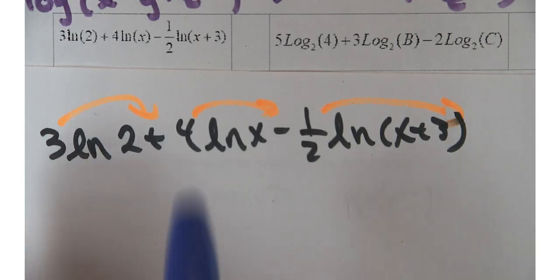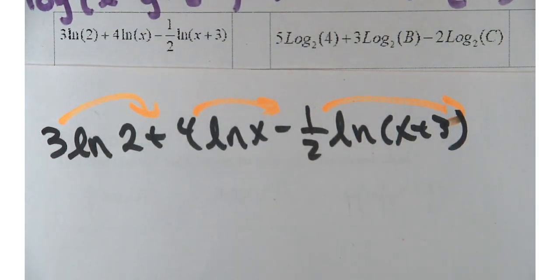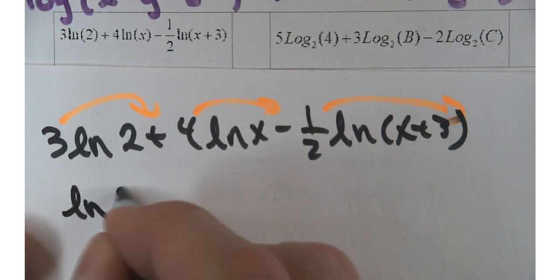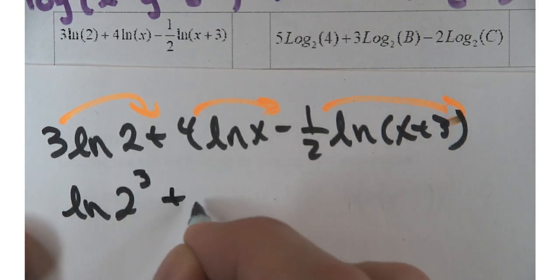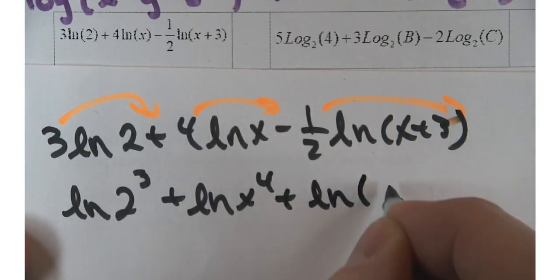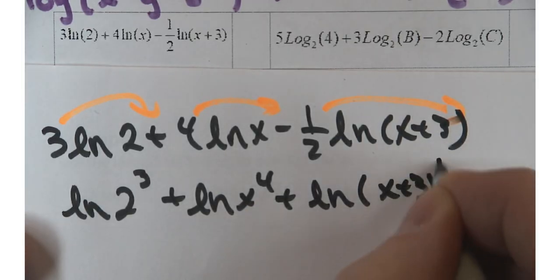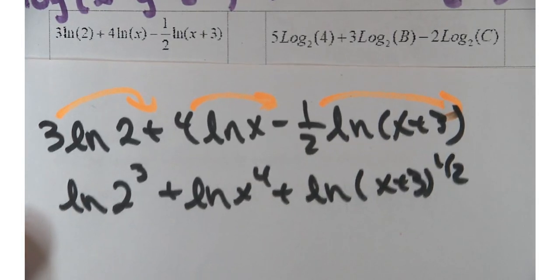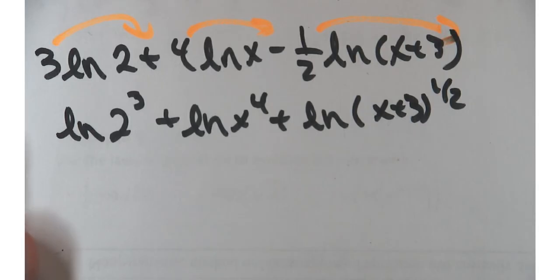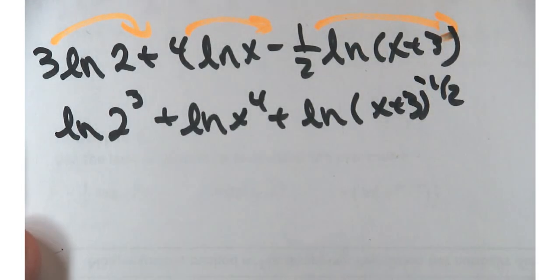Because until you have a coefficient of 1 or negative 1, you're not really going to be able to use your properties of logs too much. So let's see. That's going to give me the ln of 2 cubed plus the ln of x to the fourth plus the ln of x plus 3 to the 1/2. So looking good there. Negative 1/2. Negative 1/2, thank you. Negative 1/2.